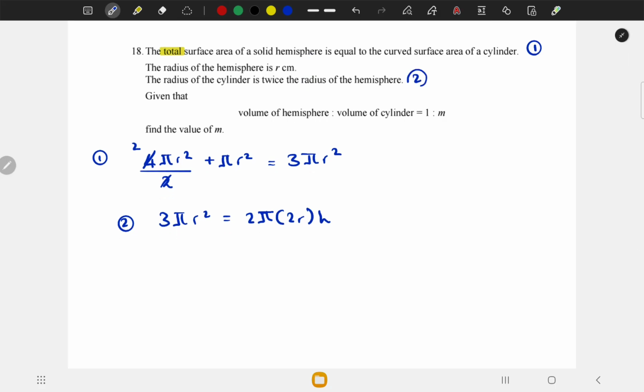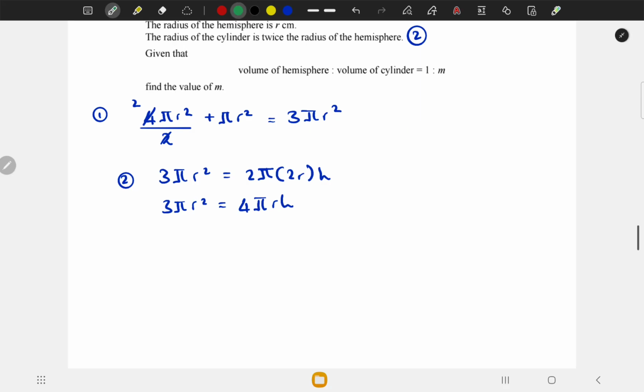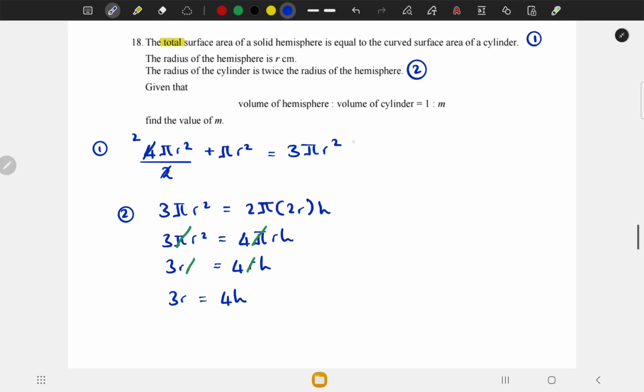Now I can go ahead and try and clean this up before continuing to read the rest of the information. I have 3 pi r squared is equal to, I expand this and I will end up with 4 pi rh. I can try and clean this up because we have pi on both sides. I can cancel out the pi. I have r squared over here, which means I have 3r is equal to 4rh. I can cancel out one of the r's on each side, and that means I will be left with 3r is equal to 4h. I'm going to keep that on one side. I'm not sure when I'm going to use that again, but let's continue with the rest of the information.